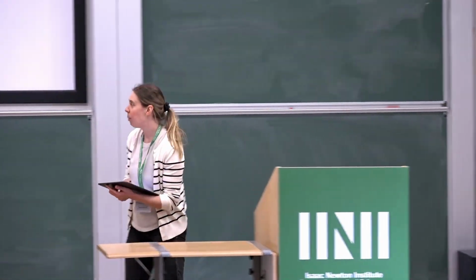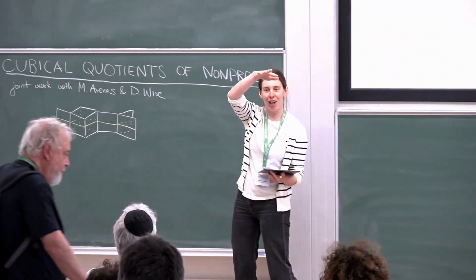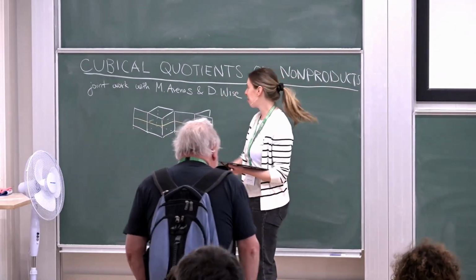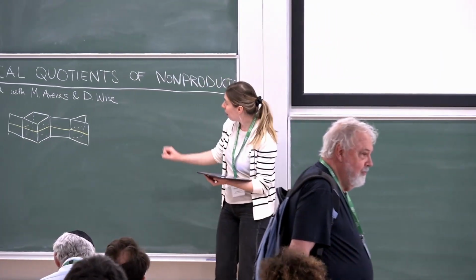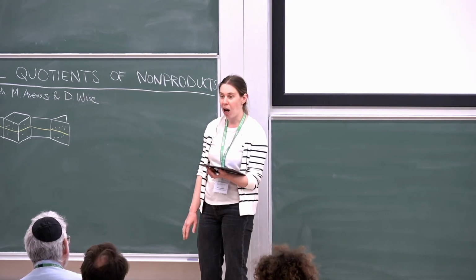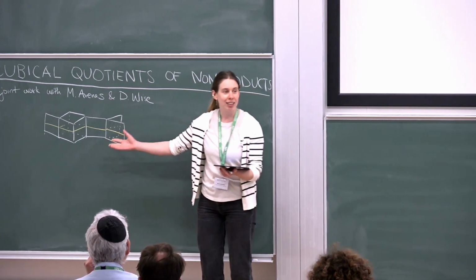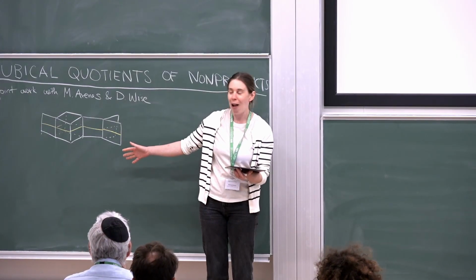So what I'm going to talk about is joint work with Macarena, Renas was here somewhere, Macarena, and Donnie Wise. And it's a talk about Kasia cube complexes, or non-positively curved cube complexes, which are objects that are nice. They're built out of cubes. I'm not going to define them any further.